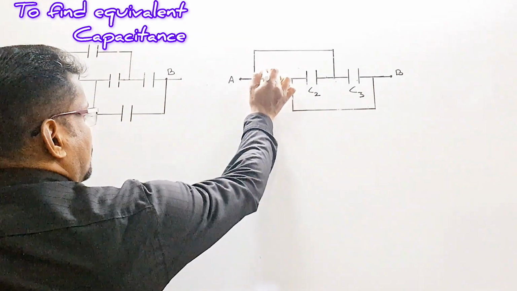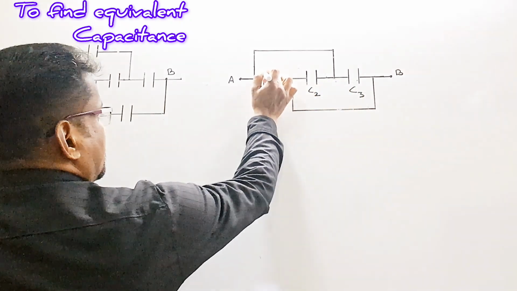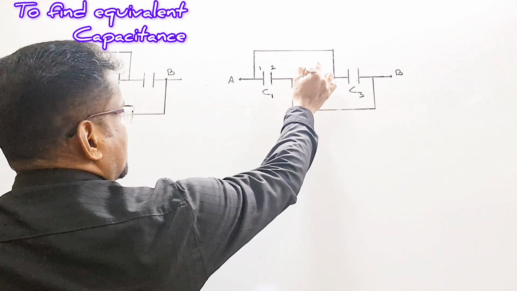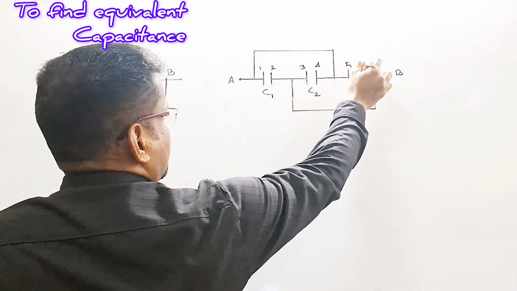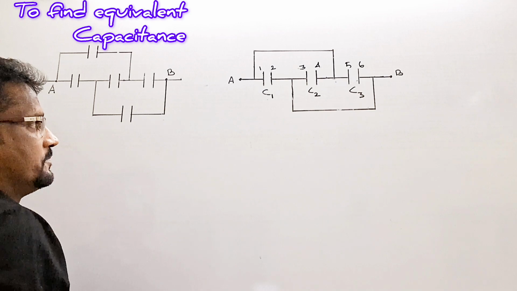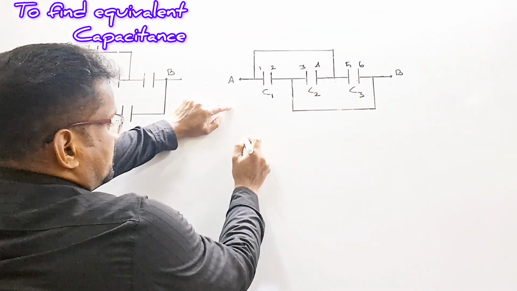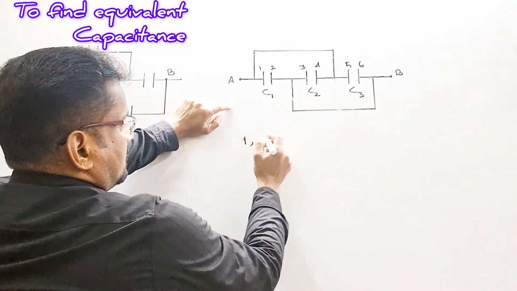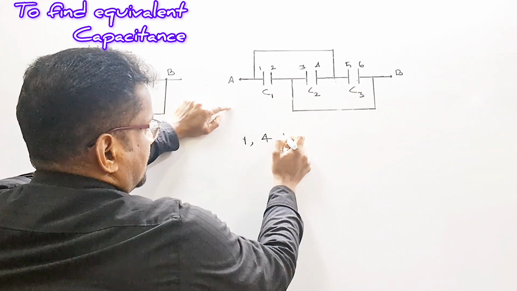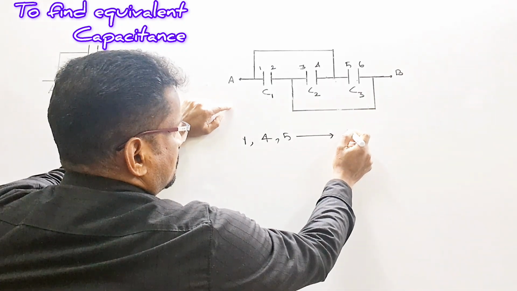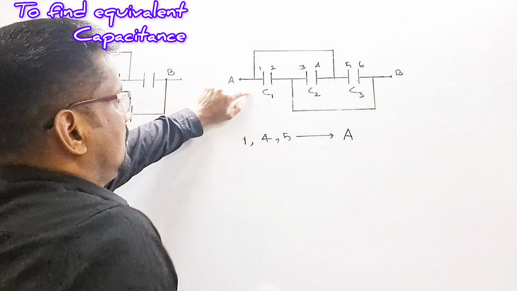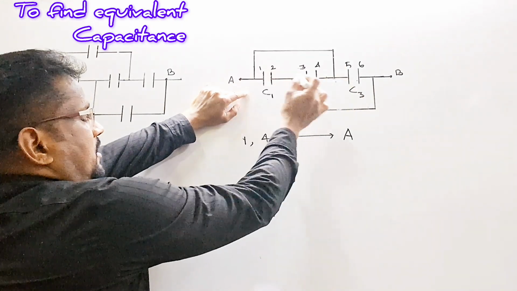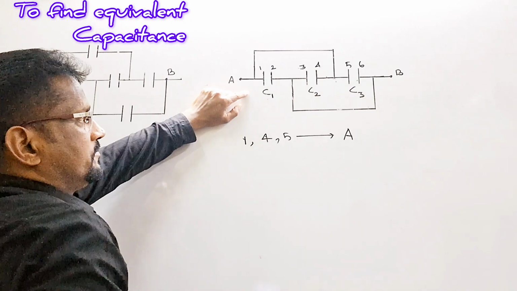One method you can follow: for these three capacitors, give the plates some numbers. Say plate 1, plate 2, plate 3, plate 4, plate 5, plate 6. Now you see, plate 1, plate 4, and plate 5 are connected to A. From here you can see plate 1 is connected to A, plate 4 is connected to A, and plate 5 is also connected to A.